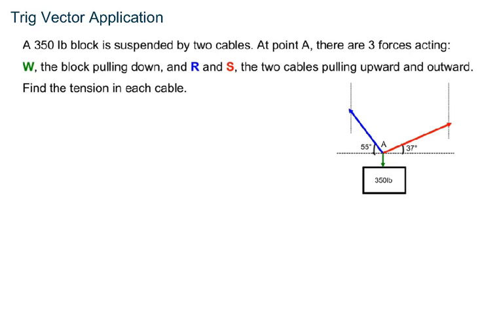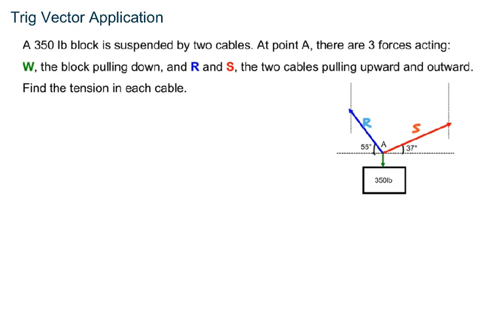So here we have a 350-pound block. It is suspended by two cables. The blue one is R and the red one is S. And at point A, there are three forces acting. So we've got the weight of the block, we'll call that W, pulling directly down, and then again, cable R and cable S. So we'll call this guy R, and over here, S. And those guys are pulling upward and outward. So we want to find the tension or the poundage being applied to each cable.